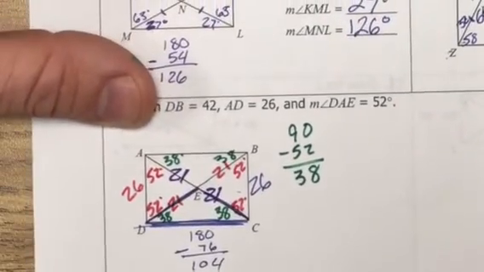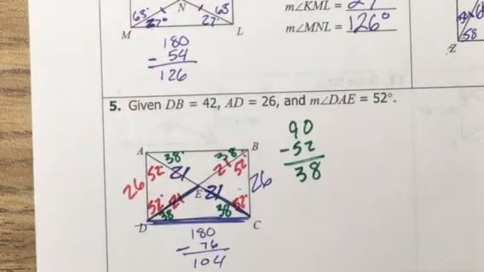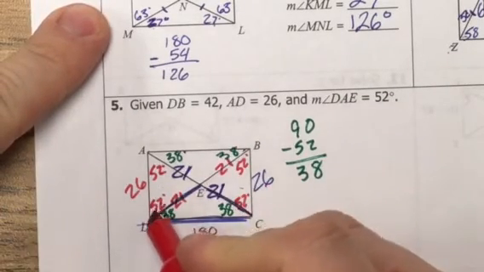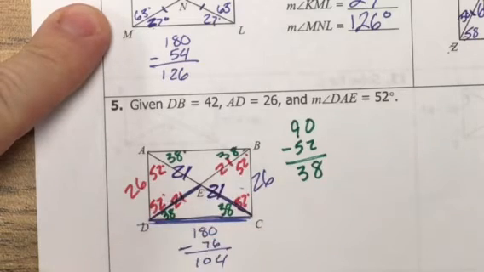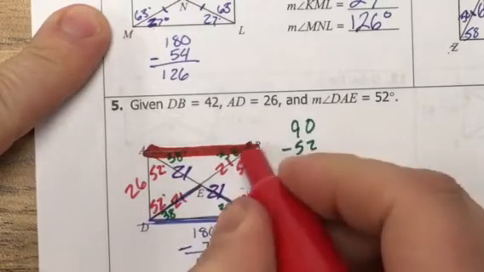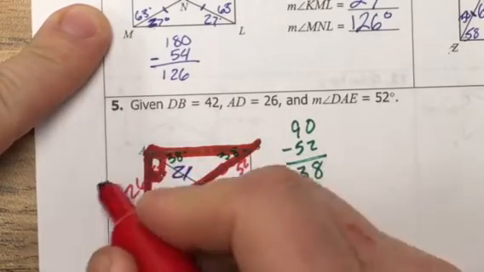Looking on at AB. AB is this side length. Okay, so I'm going to switch colors on you one more time. And I'm actually going to go to a bolder color. As I'm looking at this, I'm going to say that AB is what I'm looking for. So I'm going to take this triangle right here, and I'm going to use my Pythagorean's theorem.